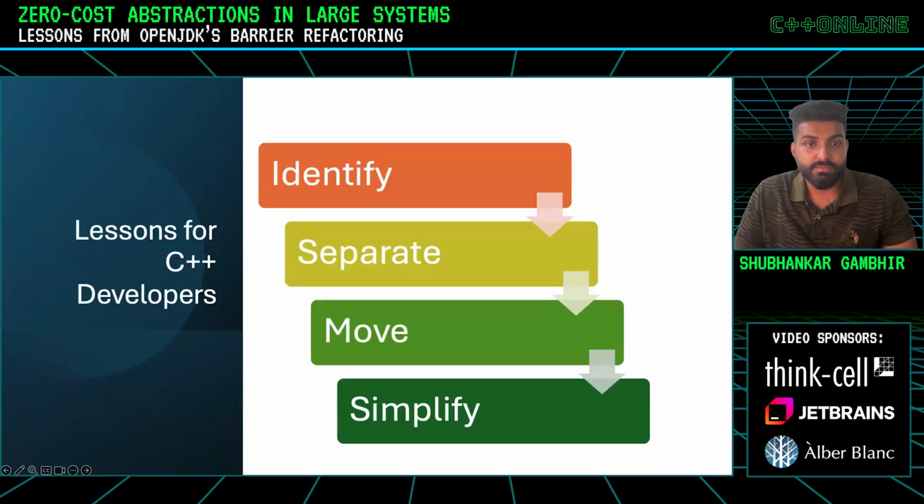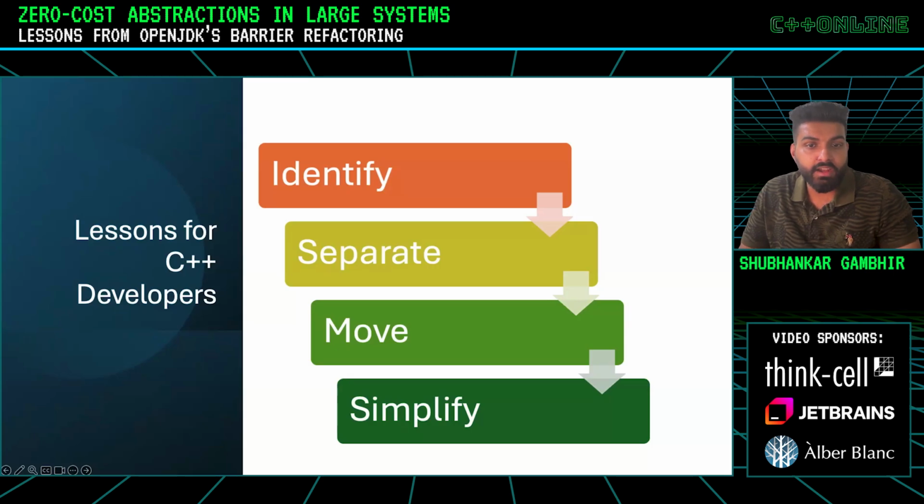And what are the lessons? You won't need a JVM to use this. You can use these patterns in your database, game engine, or trading platform. So, what can we as C++ developers working on our own large systems learn from the JVM?